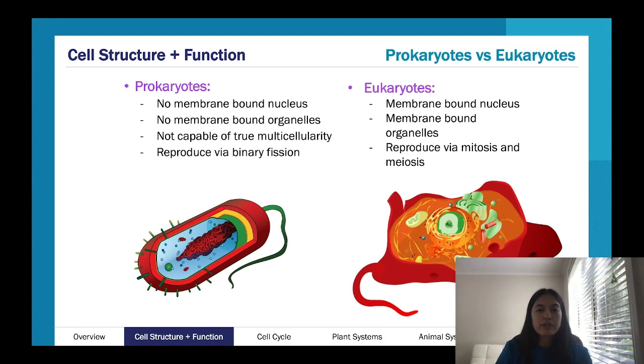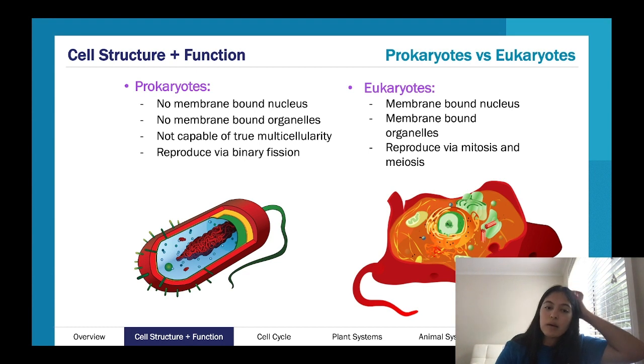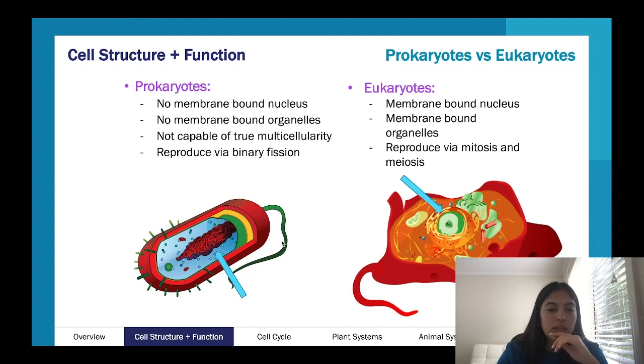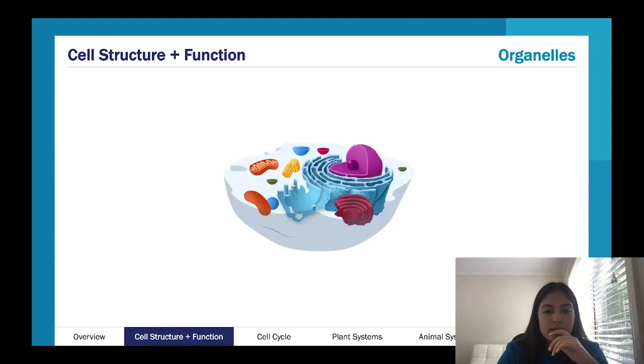Prokaryotes reproduce by a really simple method of dividing called binary fission, which we'll talk about a bit later on, whereas in eukaryotes we're thinking about mitosis, and for reproduction we're thinking of meiosis as well, but we'll talk about that later. So as you can see, there are some differences, and you can even see visually that the nucleus is a big one, and the organelles are a big one as well.